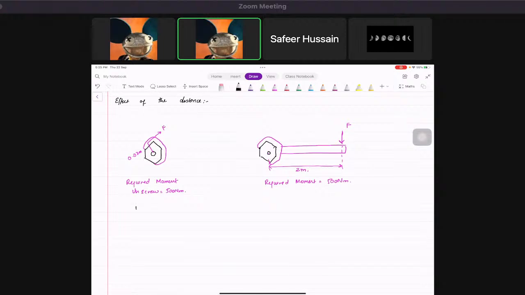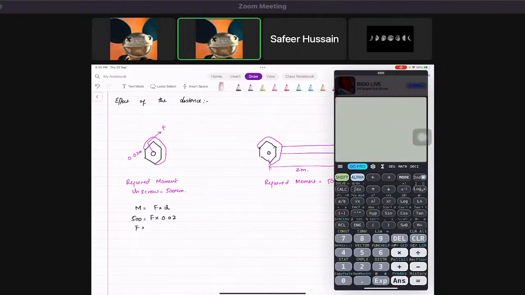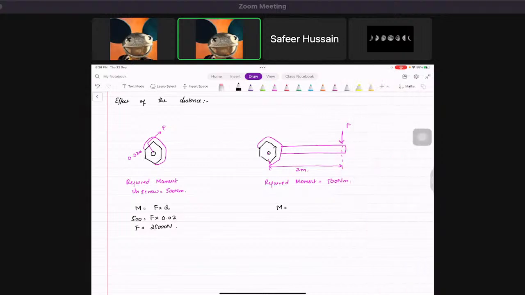So let's check what is the effect of the force. We're going to use moment equals force times distance. The moment was 500, the force was F, the distance was 0.02. So what you need is to apply 25,000 newtons of force to successfully unscrew this. However, when you use a spanner, the moment required is the same, but the distance was increased, so you only need 250 newtons of force to unscrew this.